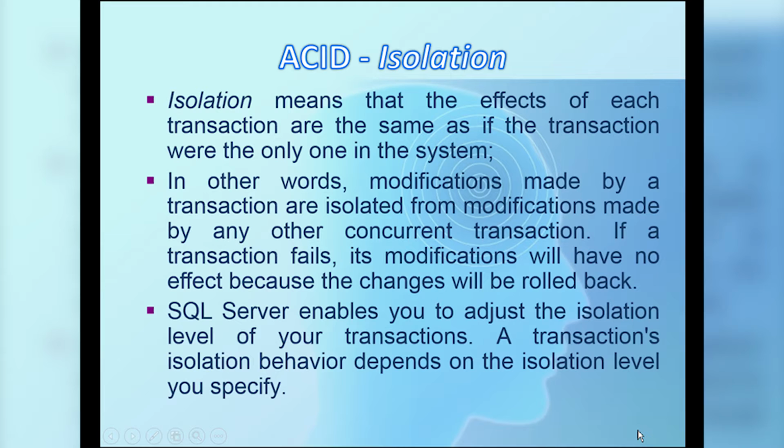ACID isolation. Isolation means that the effects of each transaction are the same as if the transaction were the only one in the system. In other words, modifications made by a transaction are isolated from modifications made by any other concurrent transaction. If a transaction fails, its modifications will have no effects because the changes will be rolled back.